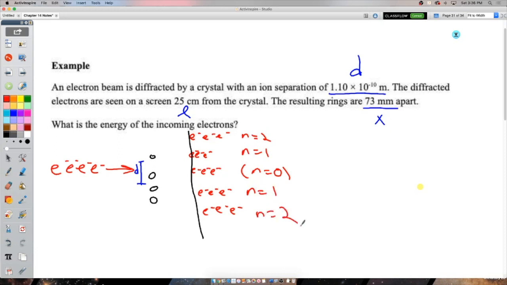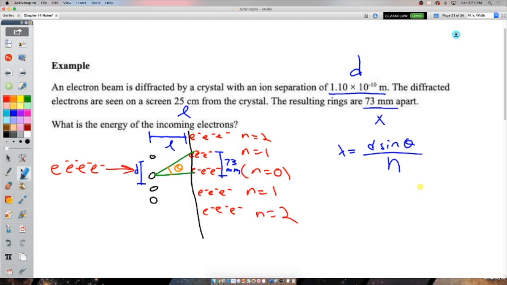And it's saying that the resulting rings are 73 millimeters apart. So from this center here to the first ring, you get 73 millimeters apart. So what is that? That is X, or 73 millimeters. So what do we need? If we're going to plug them into our double slit equation, we'd have n, it's 1. We have D. We don't have theta, but we can find it because we also know L, right? So tan theta would be X over L. So let's first find theta.